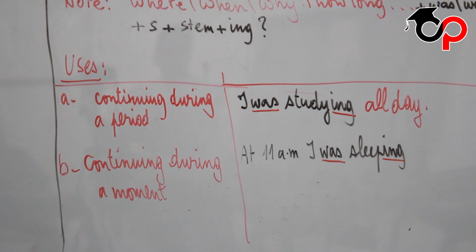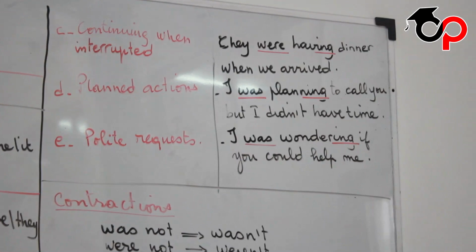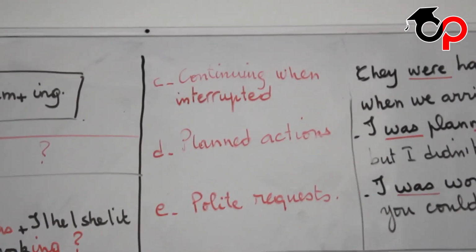Second, to describe a continuing action during a moment. For example, at 11 a.m. I was sleeping. So here you can say, for example, I tried to call you last night, but you didn't answer. And you say, oh, I was sleeping. Okay? See, to describe a continuing action when interrupted. And here we have the two past tenses, that is the past continuous and the past simple.